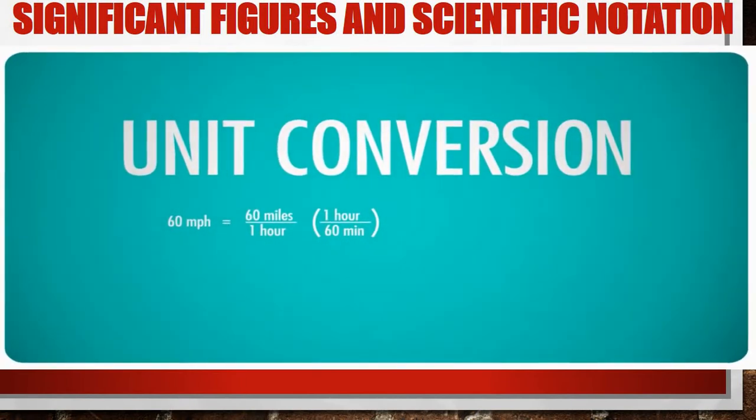We want it with the hours on the top, on the numerator. Why? Because we want the units to cancel. We want to destroy the hours. We don't want them in our units when we're done. Then the same thing happens again with 1 minute per 60 seconds.